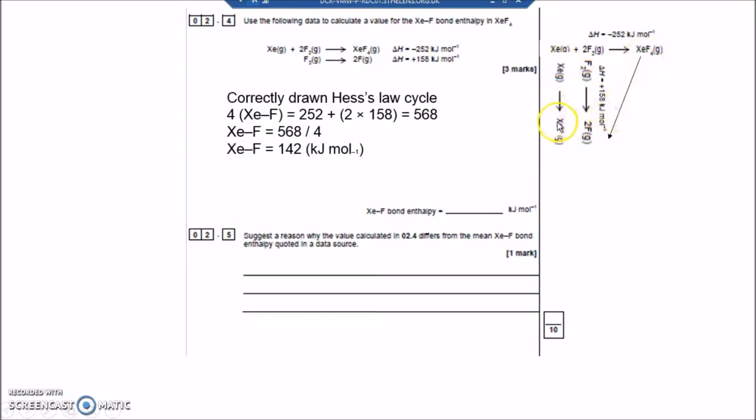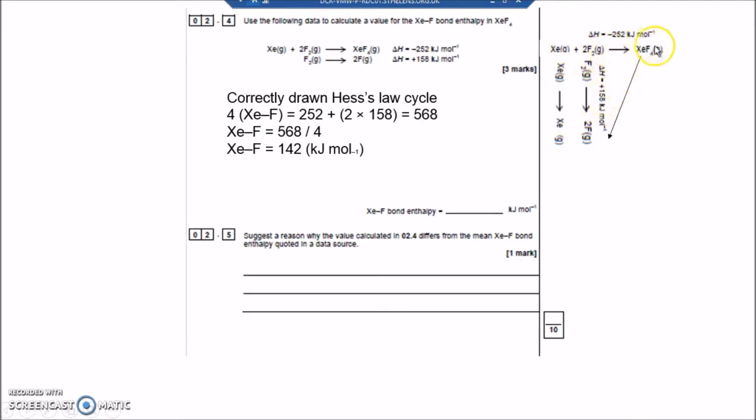Then Xe going to Xe is nothing, so that one is nothing because it's already as it is. So I could break XeF4 up into Xe and 4Fs. I know I've only got 2, I'll come to that in a minute, and that's the enthalpy that we're looking for, the bond enthalpy. So the energy to break a bond, or those 4 bonds rather. So the 4 bonds, so I'll have to divide by 4 to get one of them.